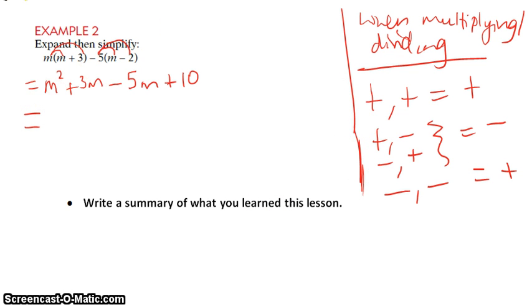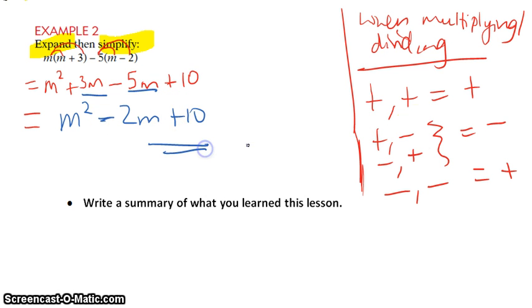We haven't finished this because the question said expand then simplify. So we need to collect like terms. So I've got m squared, there's no other squared things. Then I've got 3m minus 5m. Now 3 take away 5 is minus 2m. And I've got plus 10 at the end.